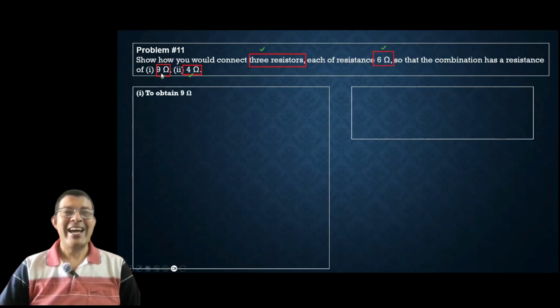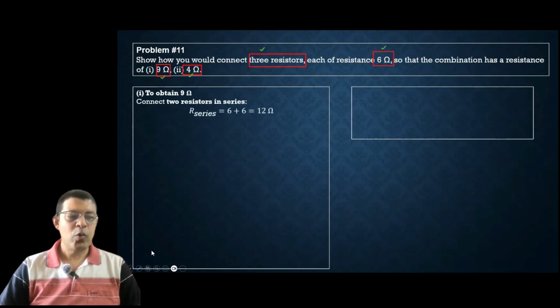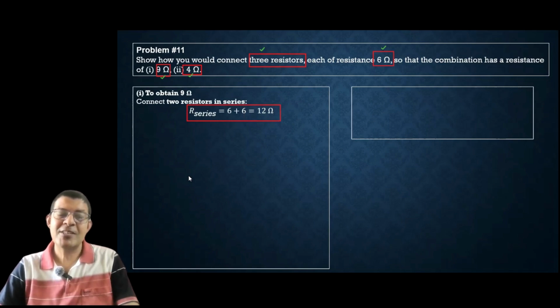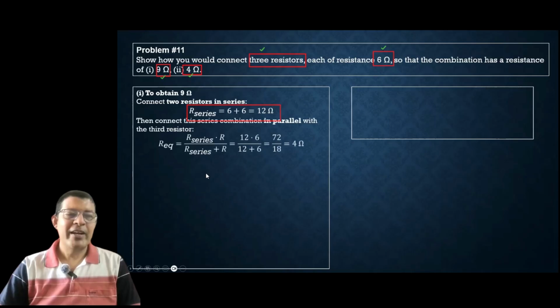So let us see how to obtain 9 ohm first. Let's try it out. So what we'll do, we'll take two resistors in series. 6 ohm we'll take in series. So if you take in series, you'll get 12 ohm. 12 ohm is a series, right? And then we'll take 12 ohm and connect it in parallel with the third resistor of 6 ohm. This is your direct formula here. You multiply series combination with the third resistance of 6 ohm. Then you add in the denominator, you add the series with the third resistor. You will get 4 ohm.